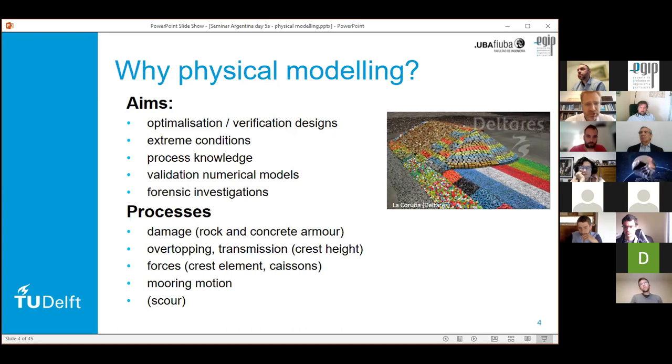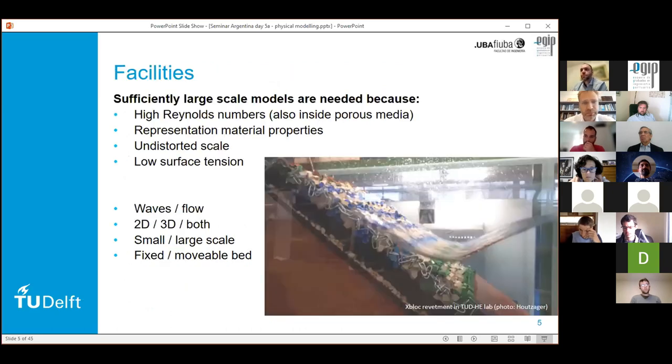And some of the processes that we are studying are the damage to structures like this, overtopping or transmission of the waves, forces on all kinds of elements in our structure. Sometimes the mooring of ships in the port, although that is more and more done numerically. And also we try to model the scour of fine sediments, although that poses a problem sometimes.